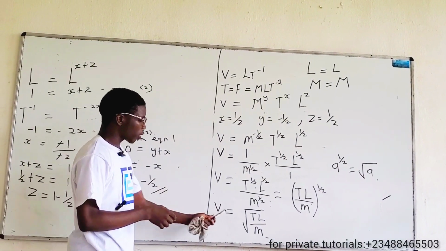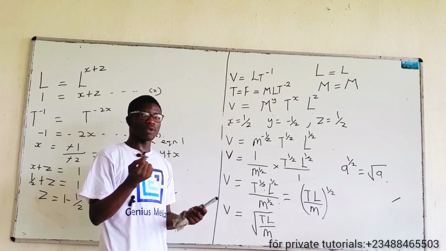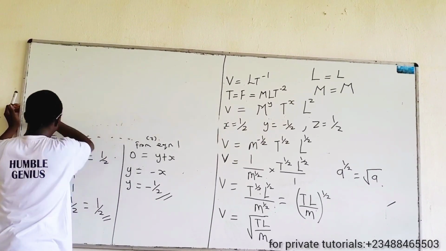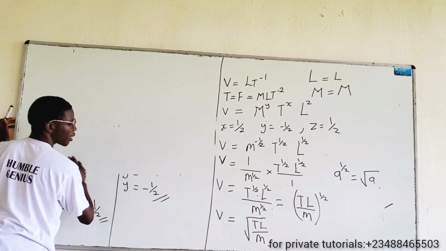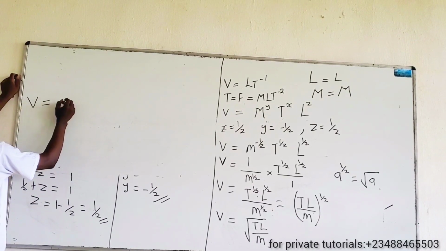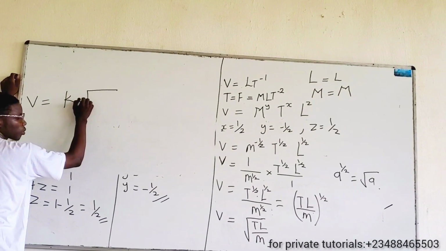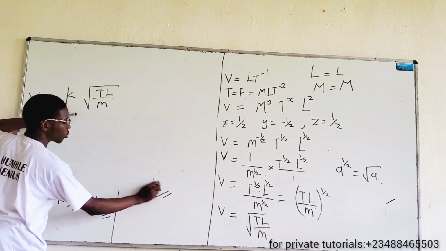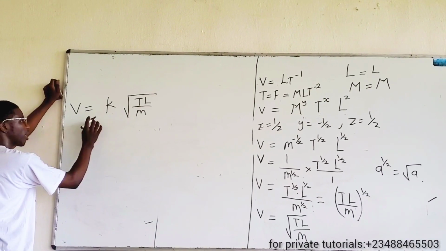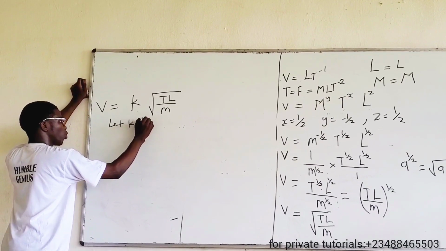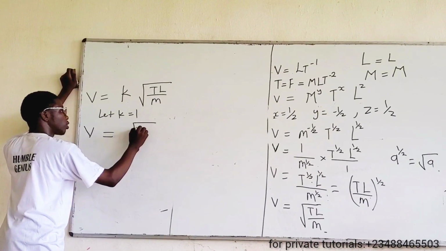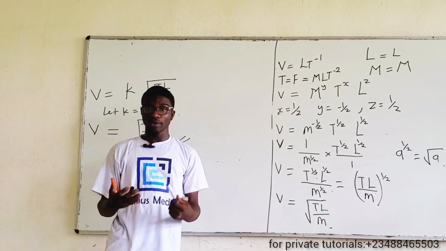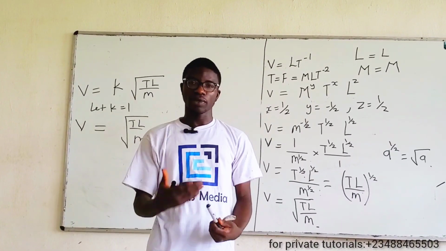Of course, because of the equality sign, you introduce your constant k that we initially made equal to 1. So our final answer should be v equals k root of TL over m. Of course, that's the proportion, and k is the proportionality constant. If you like, after stating this, you can say let k equal 1. At the end of the day, you still have v equals square root of TL over m. So you can leave your answers in this form. So we've come to the end of the solution. Hope you understand this. Drop your questions in the comment section. Let's move to the next question.